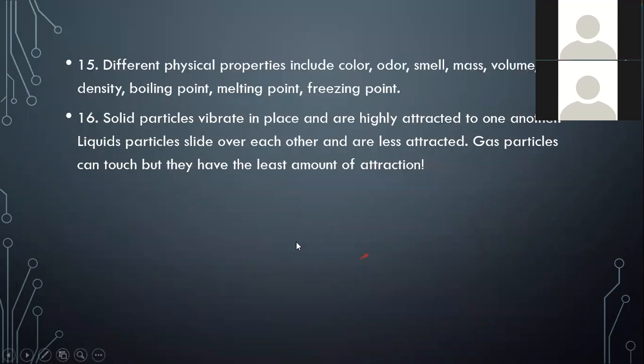And finally, 15 and 16. 15, you'll have to know different physical properties. So physical properties include color, odor, smell, mass, volume, density, boiling point, melting point, and freezing point. Also know, number 16, that solid particles vibrate in place and are highly attracted to one another. Liquid particles slide over each other and are less attracted. And then gas particles can touch, but they have the least amount of attraction, so they bounce around the room.